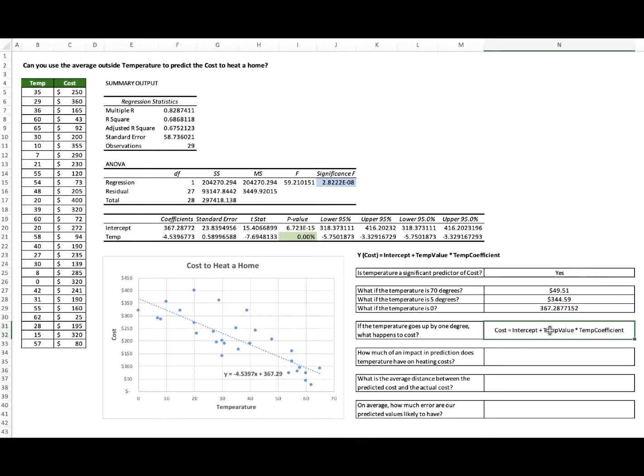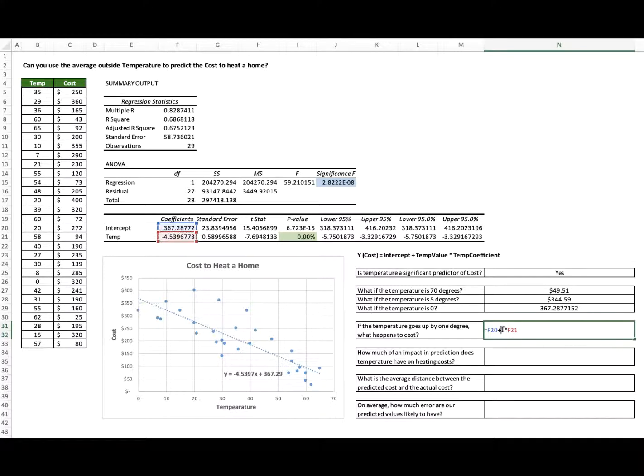All right, here's the next one. If the temperature goes up by 1 degree, what happens to cost? So let's see. We have the intercept. If the temperature goes up by 1 degree, so our value is 1, let's multiply that by the temperature coefficient. So for every degree this goes up, we're multiplying that by negative 4.54 approximately. So all this means is every time the temperature goes up by 1 degree, the cost is actually going to go down by $4.54 because this is a negative number.